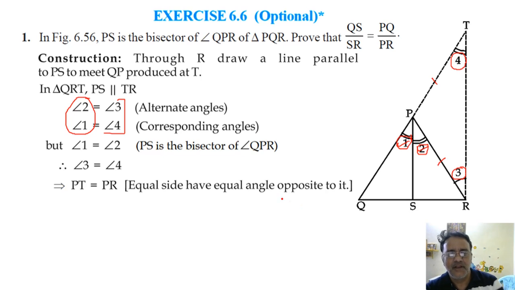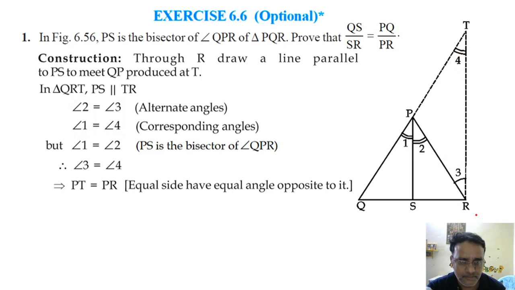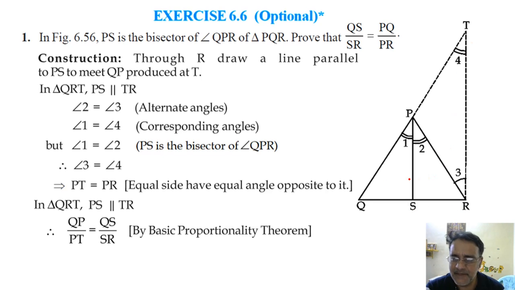Now we are going to apply the basic proportionality theorem in the full triangle, that is QTR. In triangle QTR, PS is parallel to TR. So therefore we can write QS upon SR is equals to PQ upon PT by basic proportionality theorem. Now we are going to replace PT by PR because both are equal.